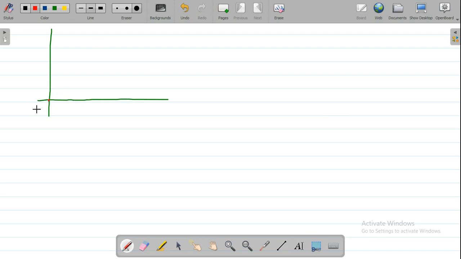So take it as origin. This is x, this is y. Here is an object. We have to throw this with initial velocity u, making an angle theta with the x-axis. So the path of this will be just like this.